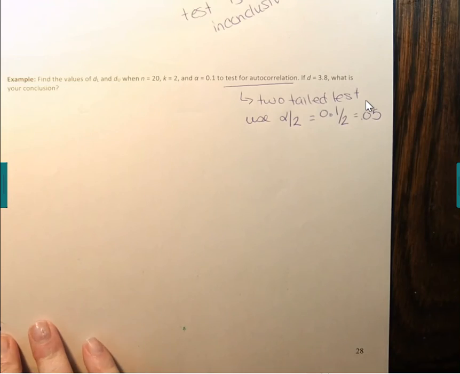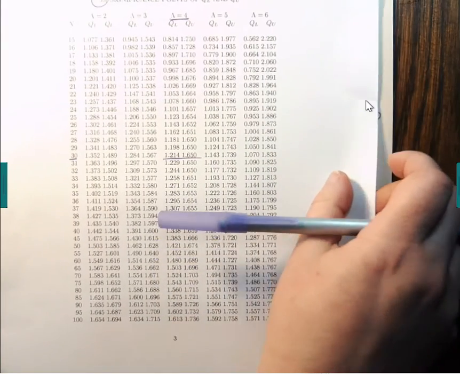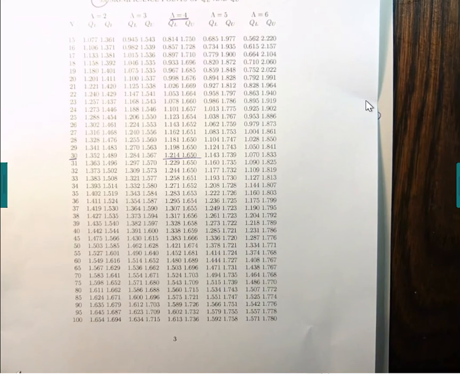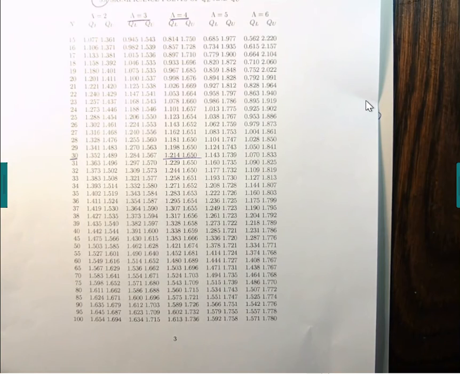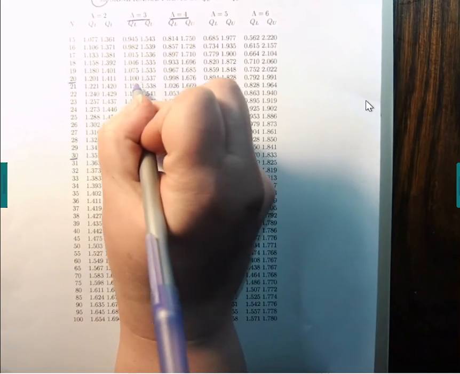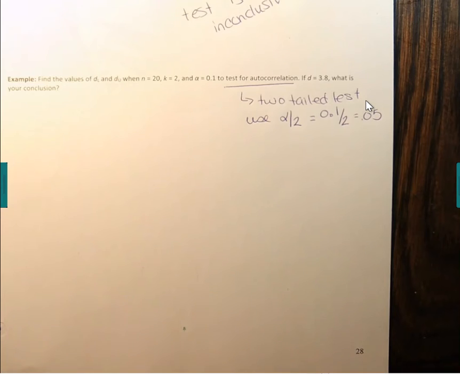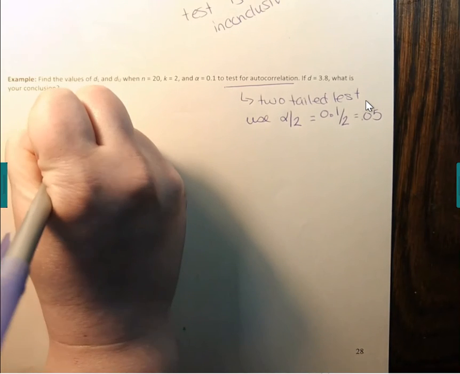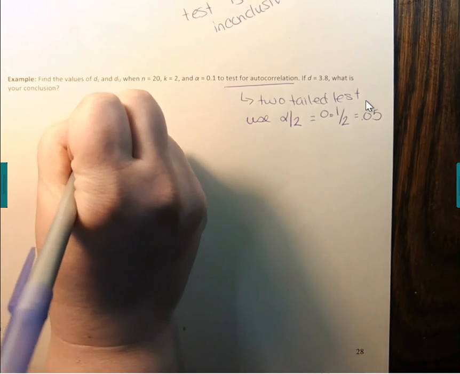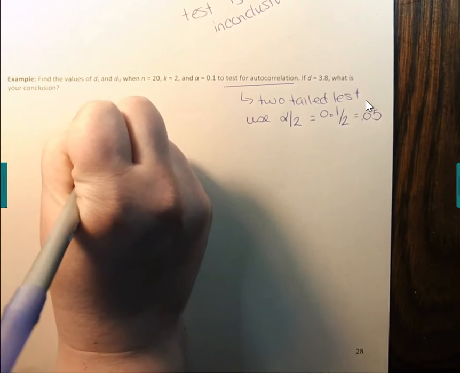All right, and so again, we're going to look up these values. In this particular case, k is equal to 2, so this time we're going to want this column, because remember this is going to be k plus 1. N is equal to 20, so we're going to be looking at this row. So this is going to give us these values right here. So DL is equal to 1.10 and DU is equal to 1.54.